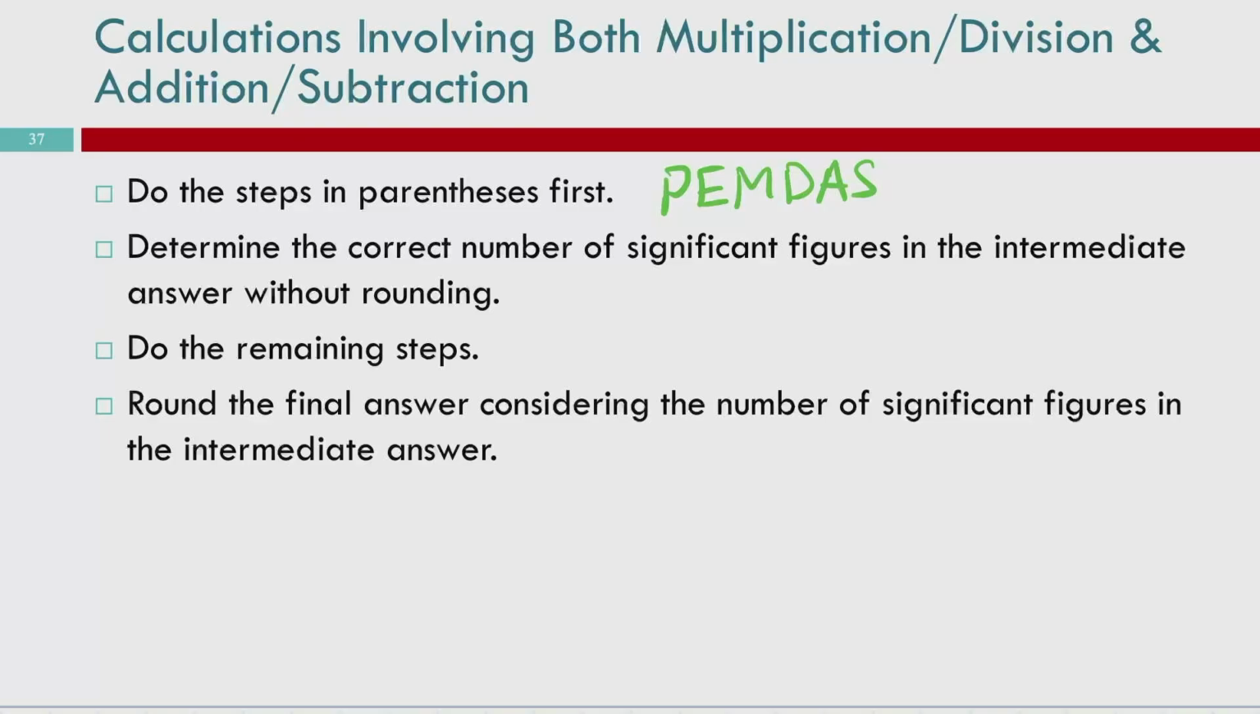We get to use the rules of PEMDAS and take this one step at a time. There's no need to rush. So we're going to do the steps in parentheses first. We're not going to worry about exponents here. So whatever we have in parentheses, we'll do that first. Then we get to figure out significant figures in our intermediate answer. This is a great place to put the little line under to keep track of our significant figures as well as keep track of our decimal places. And then we can do whatever steps remain.